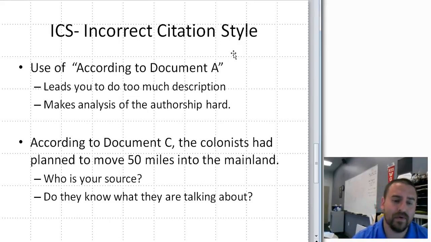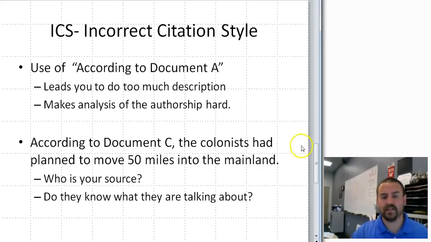And the reason for not using that citation style is, one, it's going to lead you to do a whole lot of description. And remember, description isn't necessarily bad, but you're trying to get into the analysis. You're trying to break that document down and then add it into an argument and make that argument as detailed as possible. And if you're spending more than half of your paragraph describing what is in the document in the first place, that's not going to allow you to do what you need. So avoid saying according to document A.